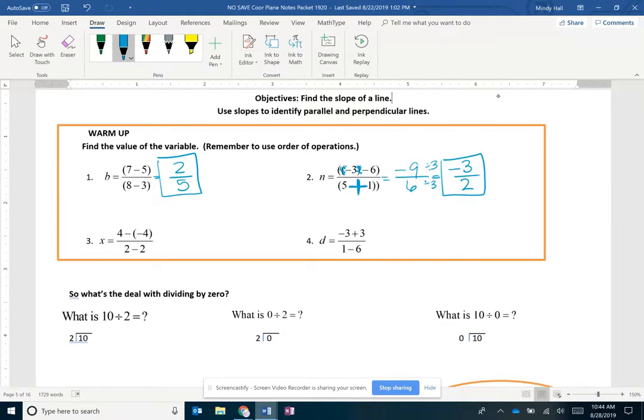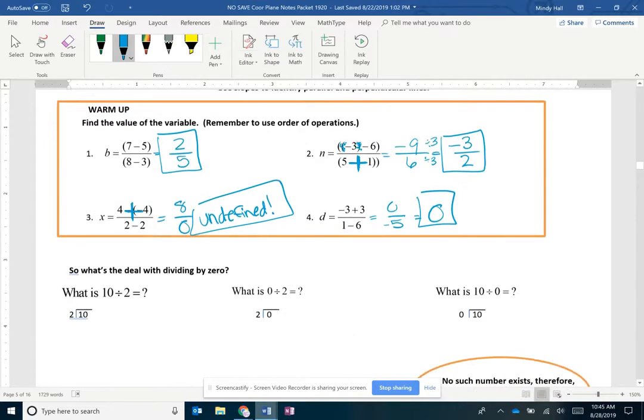So we have negative 3 over 2. For number 3, we have another big fat positive, minus a negative. So 4 plus 4 is 8. And then 2 minus 2 is 0. So anytime you have a number divided by 0, that is undefined. And I'll be explaining the reasoning behind that here shortly. And then for number 4, negative 3 plus 3 is 0, divided by 1 minus 6, which is negative 5. So 0 divided by any number is still 0. But when 0 is in the denominator, that's when we have issues.